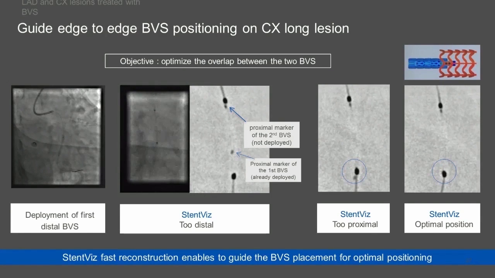So with stent viz, it is very quick, very useful to use it in daily practice to optimize the positioning of the second BVS. Here we are a little bit too proximal. The optimal positioning is when you have the marker of the distal BVS here, the marker of the proximal BVS here, and at the middle, the marker of the balloon.